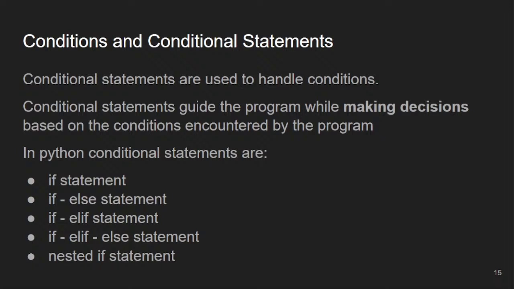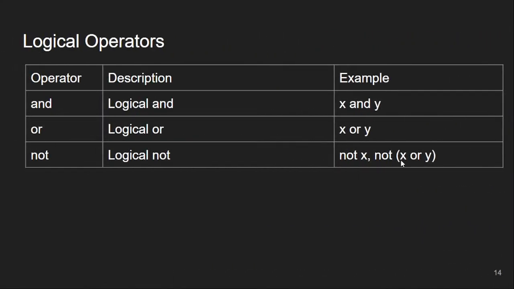Okay, so for the logical operators: AND is only true if both of them are true, and for OR only one of them needs to be true for it to be true. If both of them are true, then it's still true. But if both of them are zero, then you get zero for the OR operation.